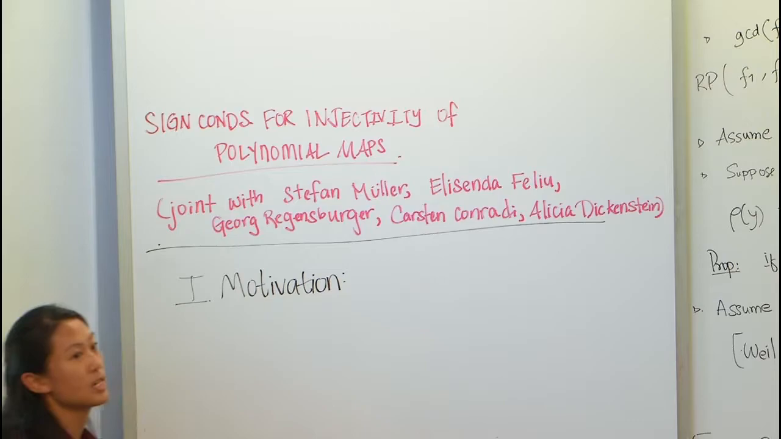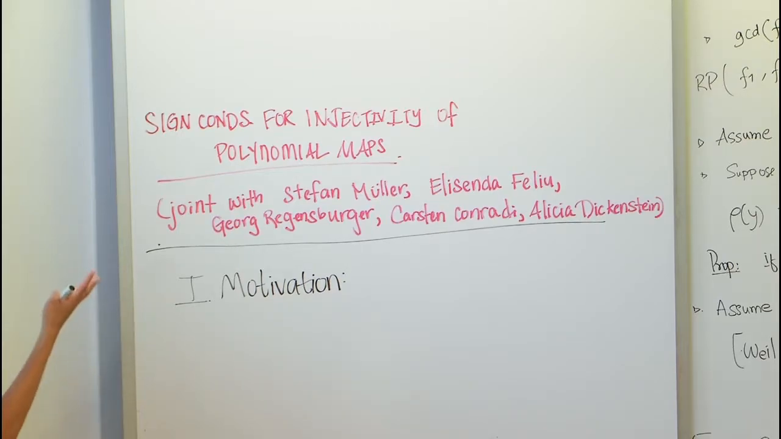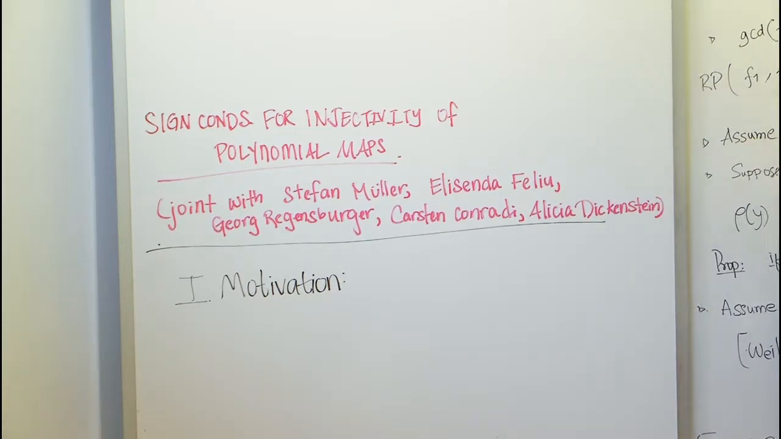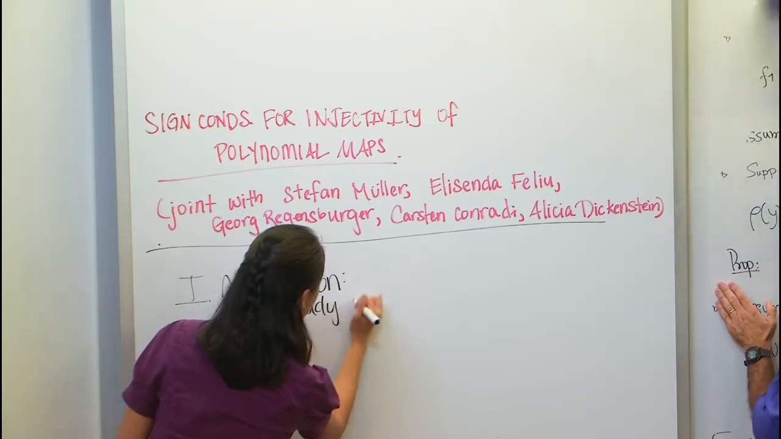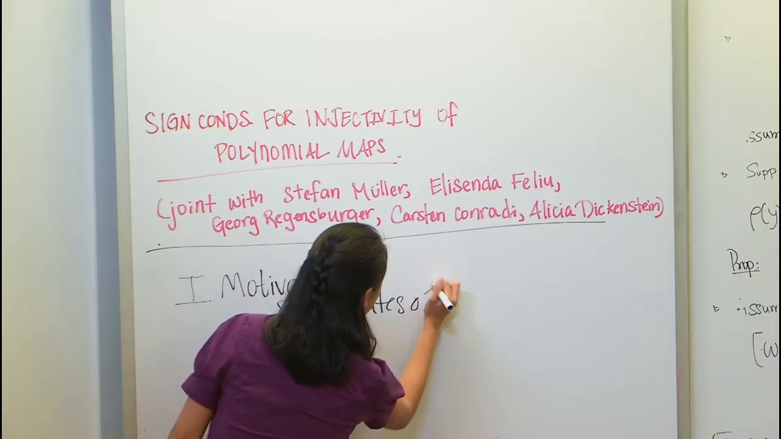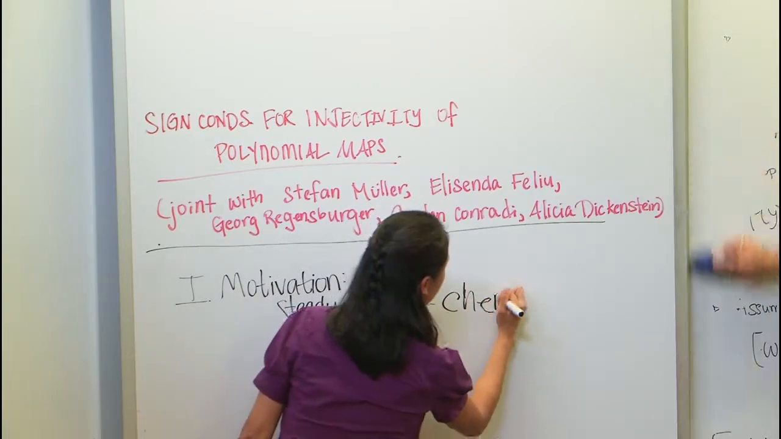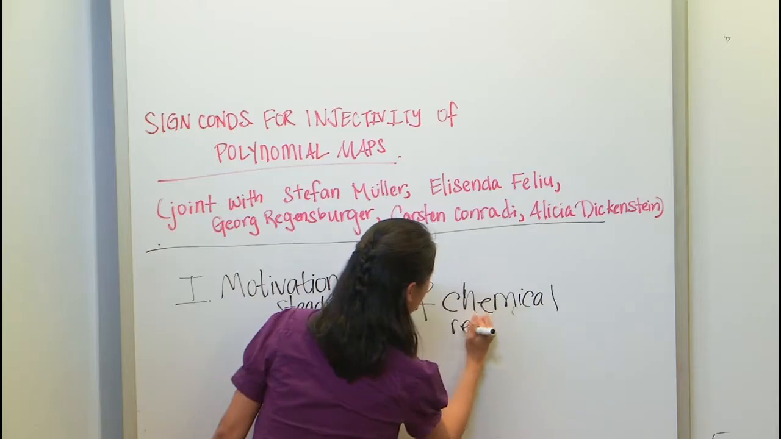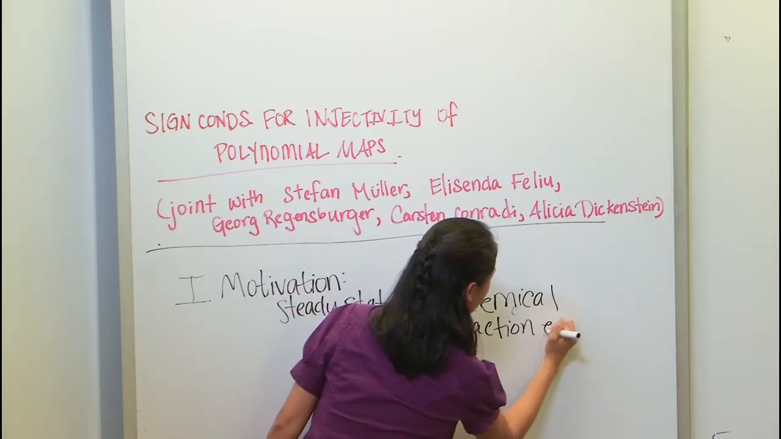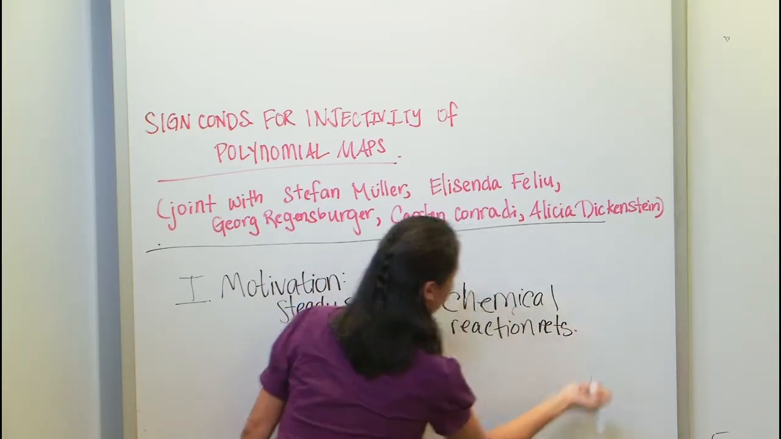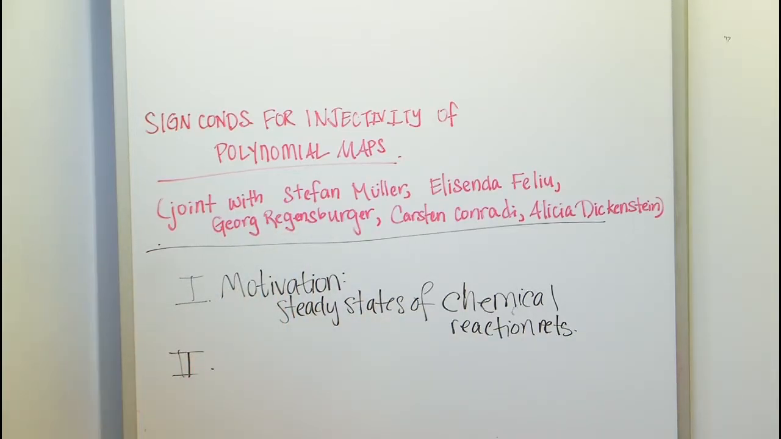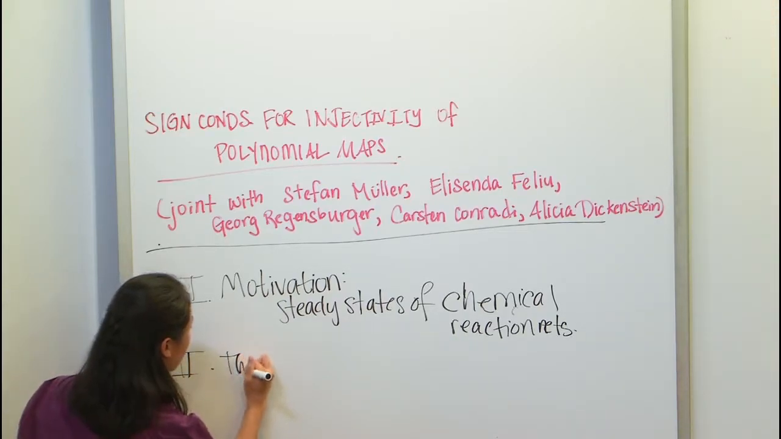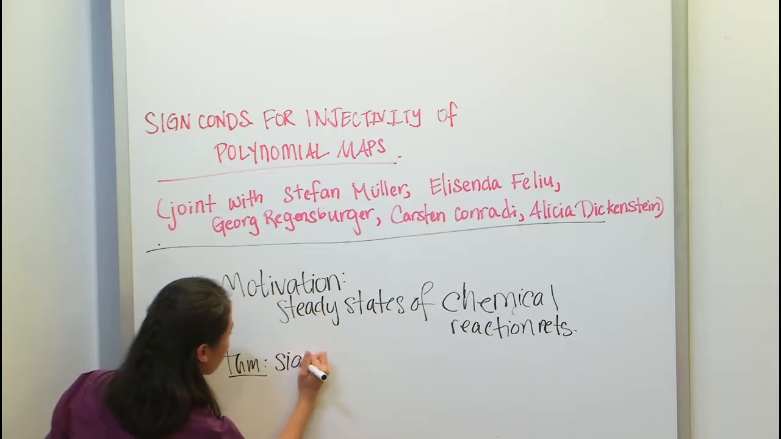So the first part of my talk, I'll give the motivation, and in particular, I'll tell you what are chemical reaction networks and why we're interested in steady states. So steady states of chemical reaction networks. In part 2, I'll give you the main result. That's, as I was describing, sign conditions for injectivity. Okay, so part 2 is a theorem, sign conditions for injectivity.